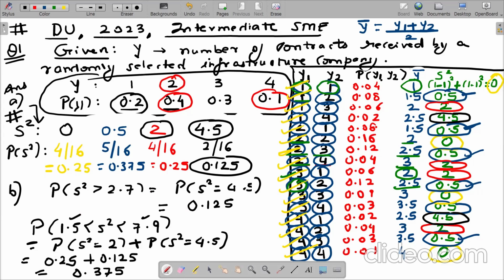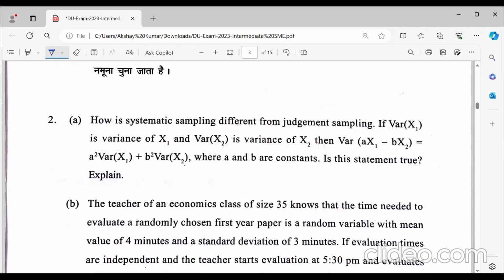So with this, we are done completely with question number 1 for discussion. We have found the probability distribution of S square, which is my sample variance. Okay, and we have also calculated the required probabilities as asked by the question. So I stop in this particular lecture. In the next lecture, I'm going to start with the discussion of question 2.